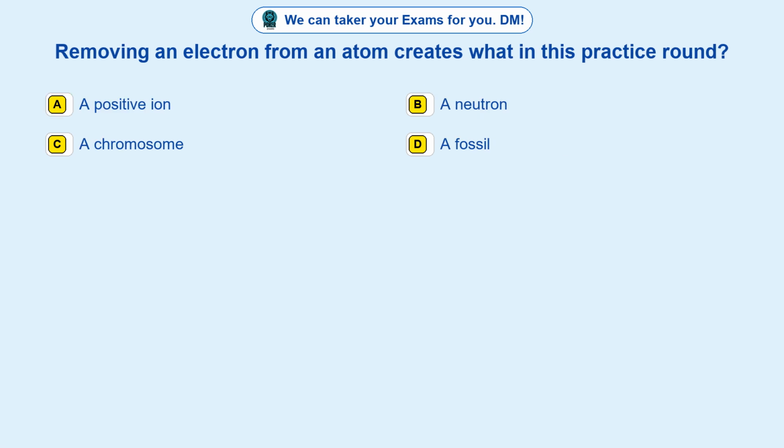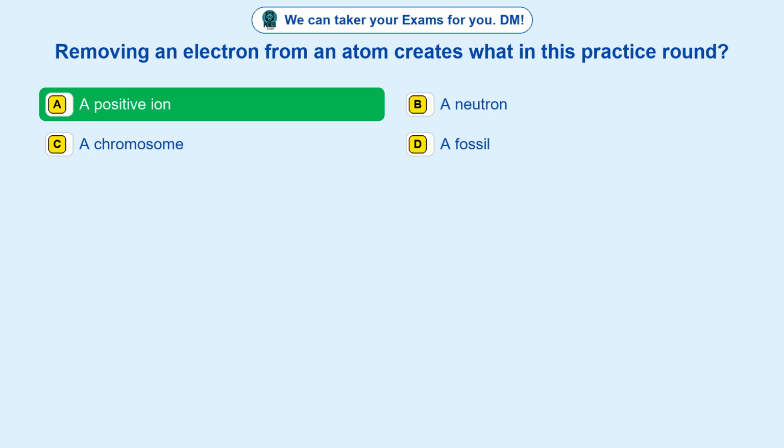Question 49. Removing an electron from an atom creates what in this practice round? Option A. A positive ion. Option B. A neutron. Option C. A chromosome. Option D. A fossil. The correct answer is option A.